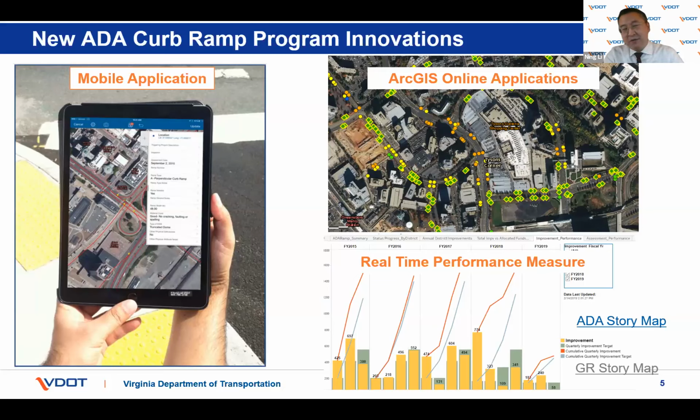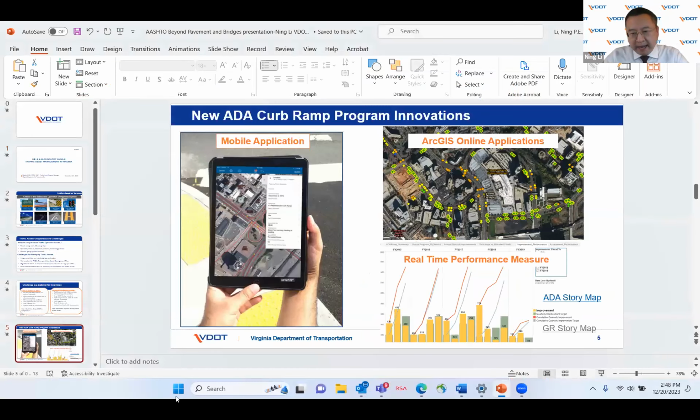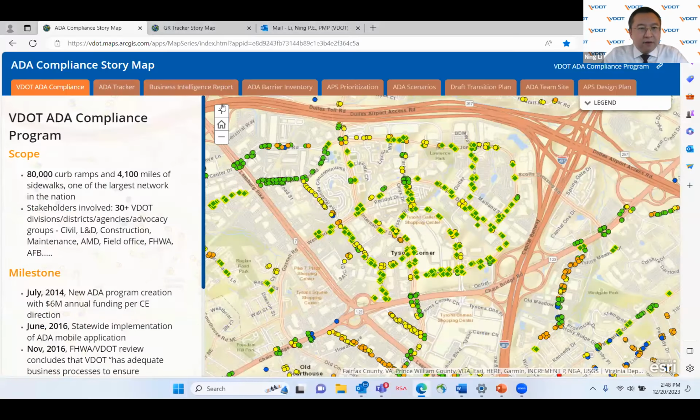Think about each intersection, we probably have 8 curb ramps. To write lat and long on a piece of paper and then enter it into Excel, you have 2 chances to introduce errors. So, leveraging data and technology, we implemented several innovations: mobile applications, ArcGIS Online applications, and a business intelligence tool for real-time reporting. I know it's hard to understand how it works, so we have a story map just to give you some concept of how this works.